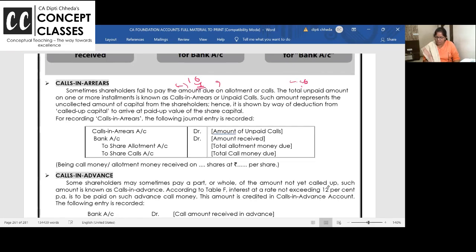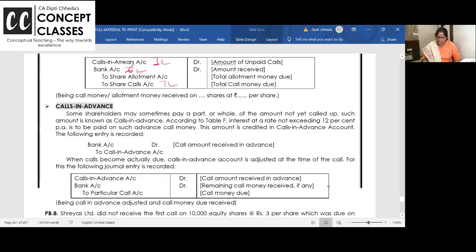Bank account debit, call in arrears debit to share allotment and call. Allotment में, call में, wherever money is received less. Bank अभी आपने किया ना? Bank debit 7 lakh, share final call 7 lakh. Just now you have done. Suppose if bank में 6 lakh comes, some shareholder did not pay. 1 lakh put it in the call in arrears. And call in advance. What will be the entry?